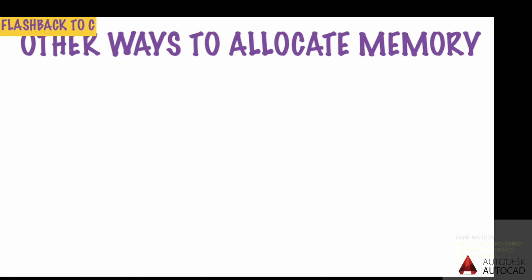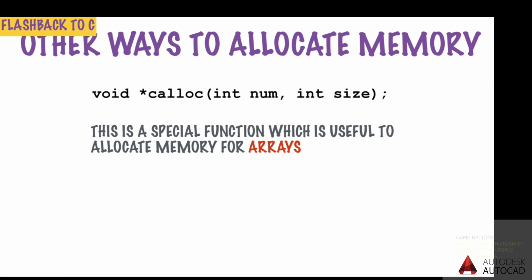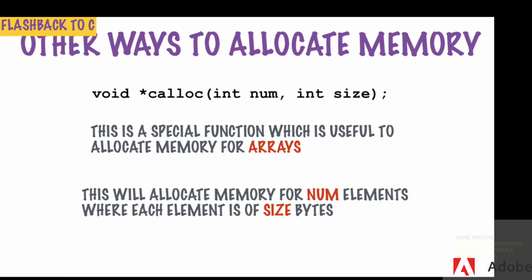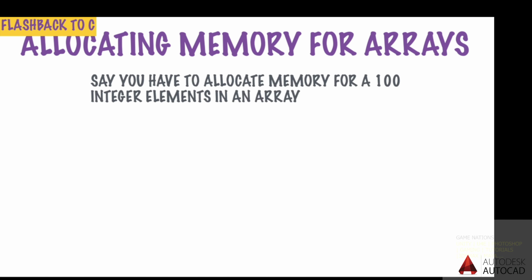Malloc is not the only function that allows you to allocate memory. There are other functions which help you do things a little bit more easily. And one such is the calloc. This is a special function which is useful to allocate memory for arrays. The thing about arrays is that you have to allocate memory for the array itself based on the size of the data structure of that array. Calloc allows you to do this easily, where it allocates memory for num elements, that's the number of elements specified, where size is the size in bytes of each element.